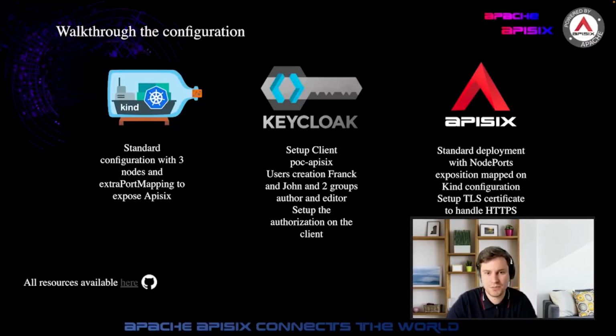Okay, so let's go back to our slide. So we have seen the configuration of the Kubernetes cluster and the APISIX deployment. One thing to know is that we have a certificate that is injected at the APISIX level to terminate the SSL. And now we are going to focus on the Keycloak configuration.